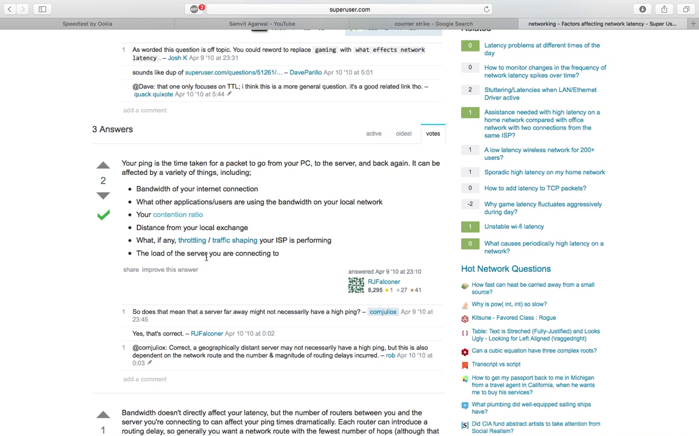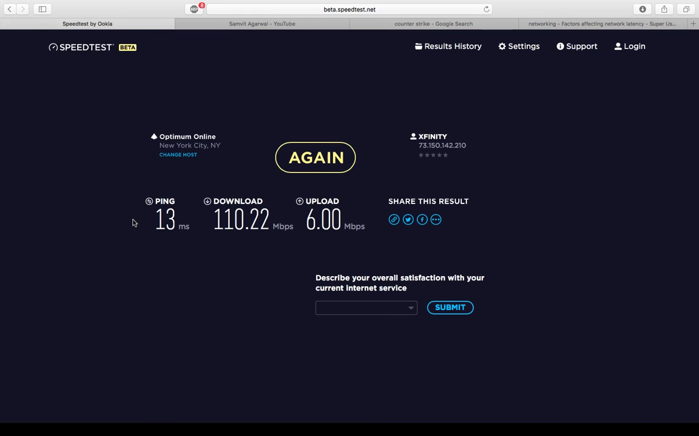Okay guys, so that is really about it for what exactly is ping. Hopefully you guys now know what ping is, how it is important, where it can be seen, and also what type of things can actually affect your ping speed.